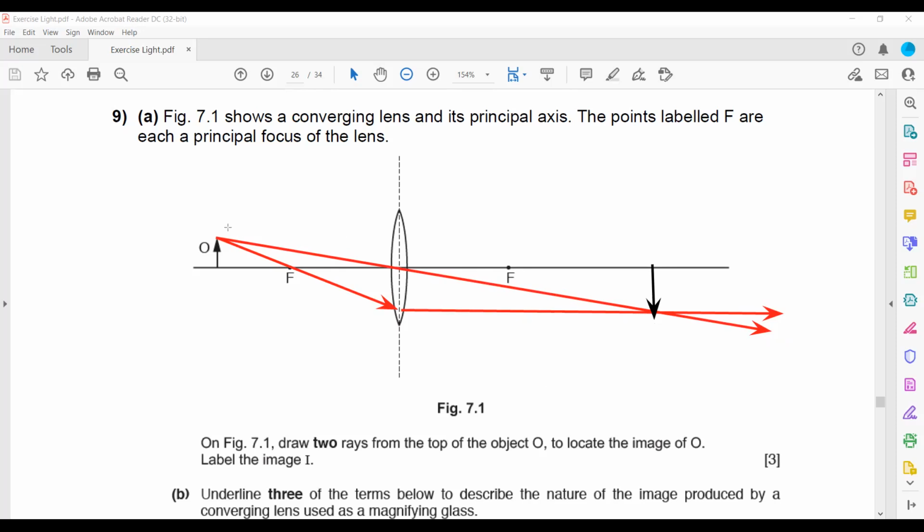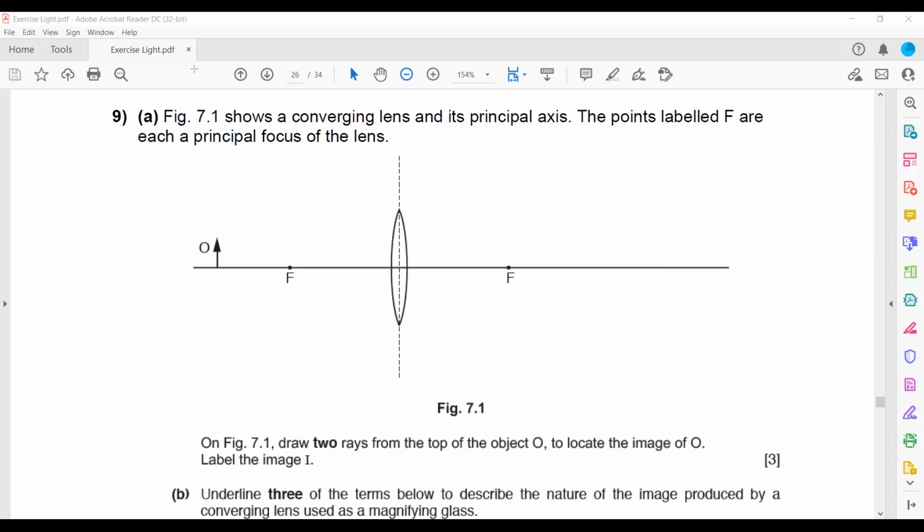You can draw in this manner, or you can take a third one. Only two you need, but you can draw the third one, the parallel one to the principal axis. It will pass through the focus and converge at a point. So all the rays will converge, or combine, at one point. As a result, it will produce a real image.